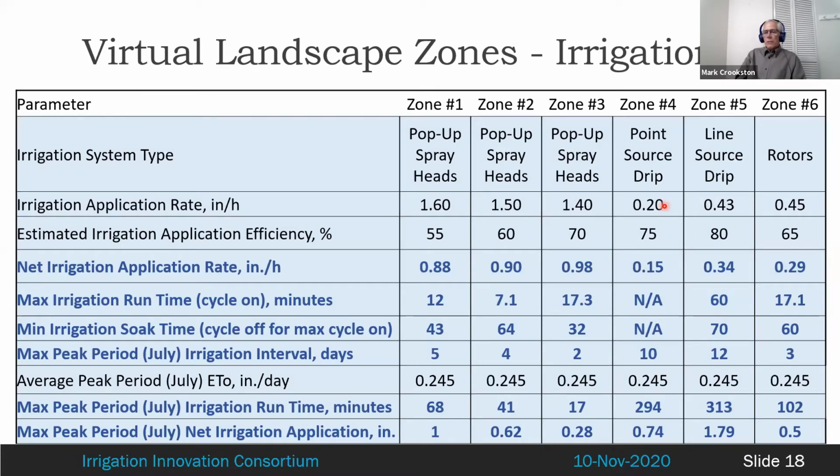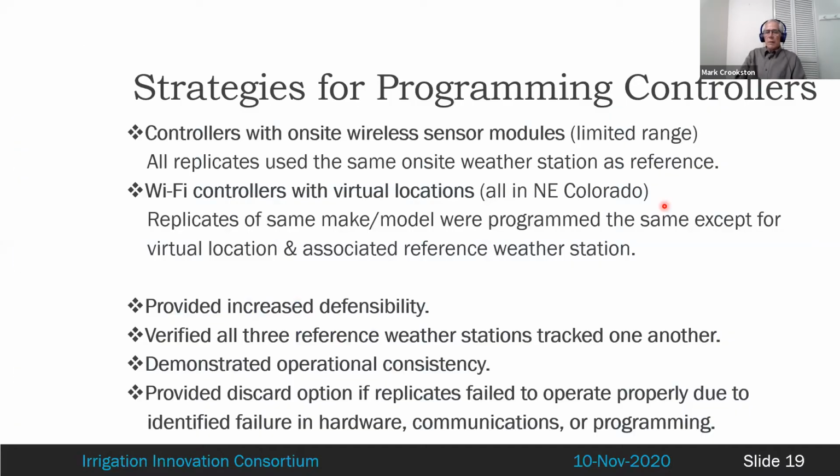The parameters of the 6 virtual irrigation systems were also intentionally varied. 2 of the zones utilized drip irrigation. The other 4 utilized sprays: 2 were pop-up, 3 were pop-up, and 1 was rotors. The maximum irrigation cycle on time was also specified, as is its corresponding minimum required soak interval. And runoff from hourly rainfall events was calculated the same as for sprinkler irrigation events, so they were treated equitably. And we could do that because of the hourly time step.